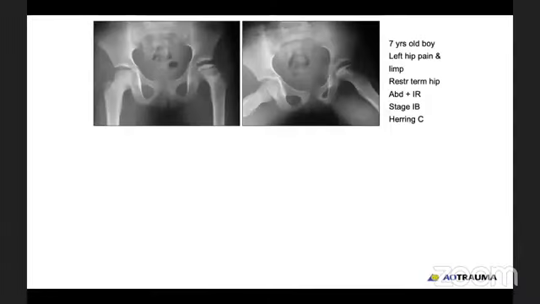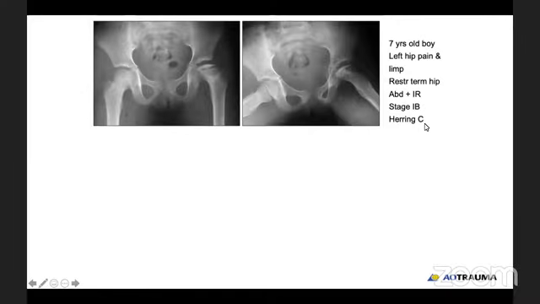Now, on the other hand, let's come to a second case example. Here's a 7-year-old boy who has hip pain and limp. He's got restriction of hip range of motion, of abduction and internal rotation. This is stage 1B, and this is a Herring C. So you can see that this hip, all factors seem not to be in a good position. The child is older. There's restriction of range of motion. It's an advanced grade of involvement. That's more than 50% of the head which is involved. But it's an early stage still. It's still in stage 1B.